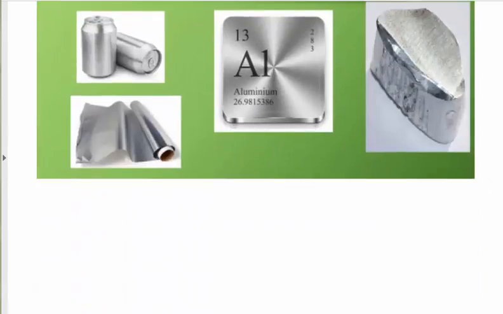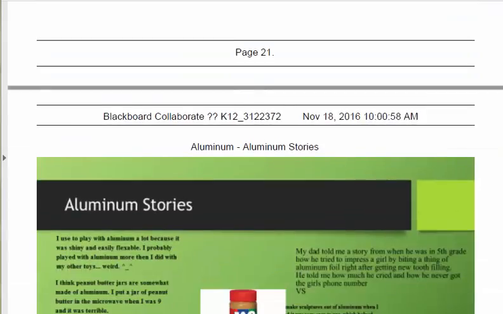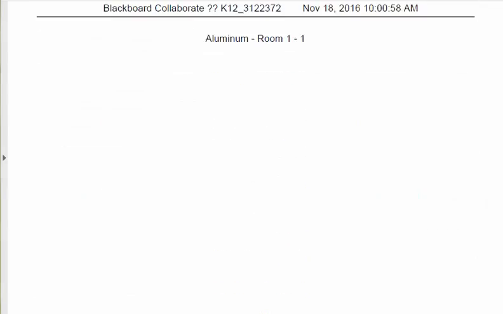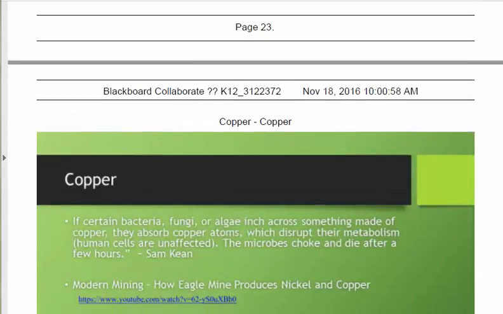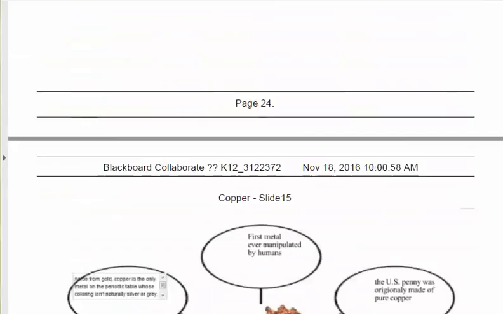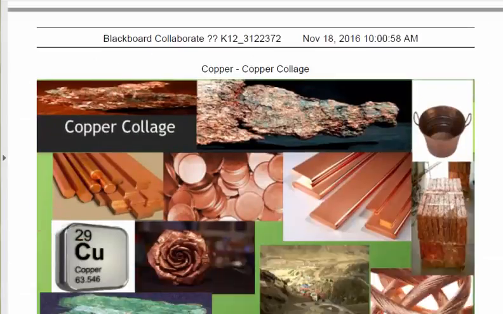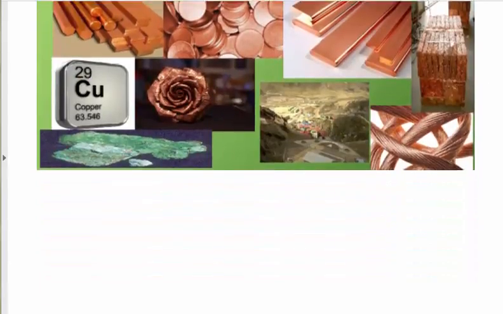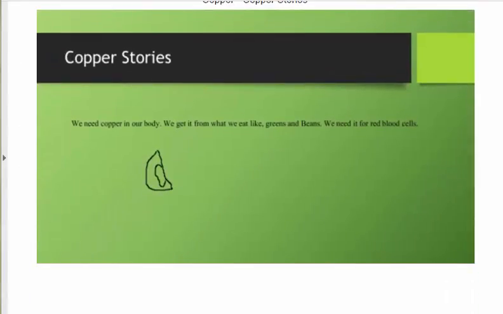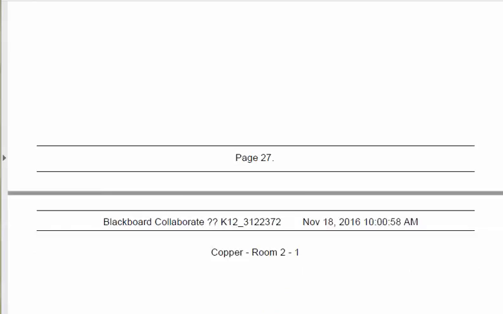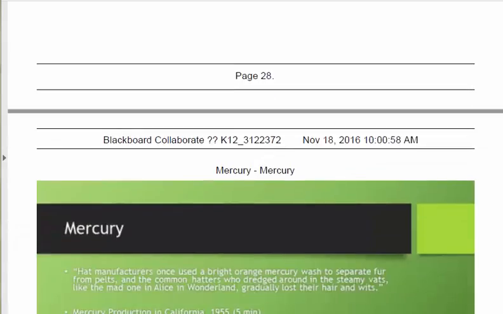So you can see they added their information. They made a little collage. They told different stories. And then I read all of these out loud to the students. And if anybody wanted to share, they shared their own. Here's for copper. Here's the copper collage. Copper stories. Somebody was drawing on the whiteboard, telling about their story. And then finally, we had mercury.